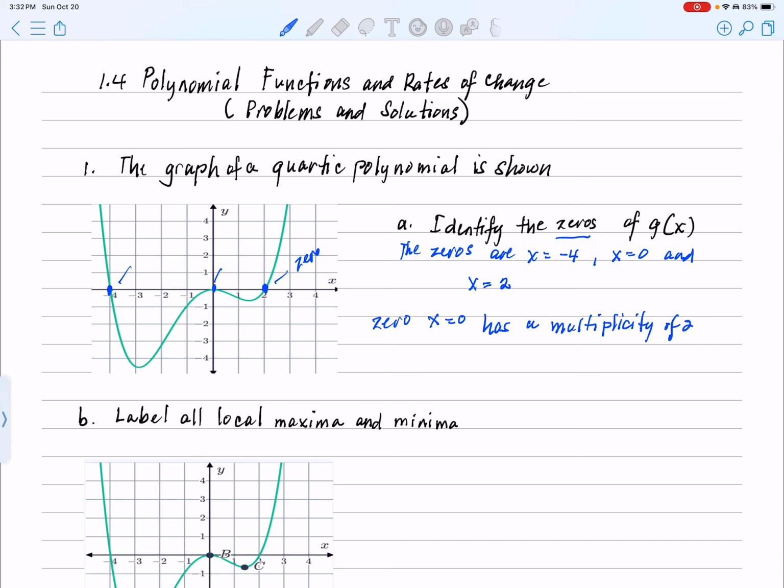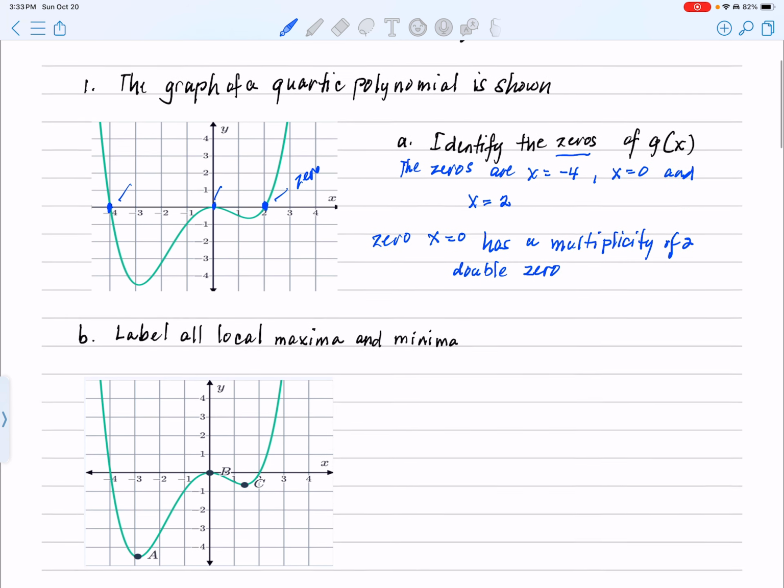Remember in your algebra 2, sometimes we call it a double 0. What does multiplicity of a 0 mean? That the number of times a particular value, our value here is 0, appears as a root when the polynomial is factored. Okay? That's why it has a multiplicity of 2.